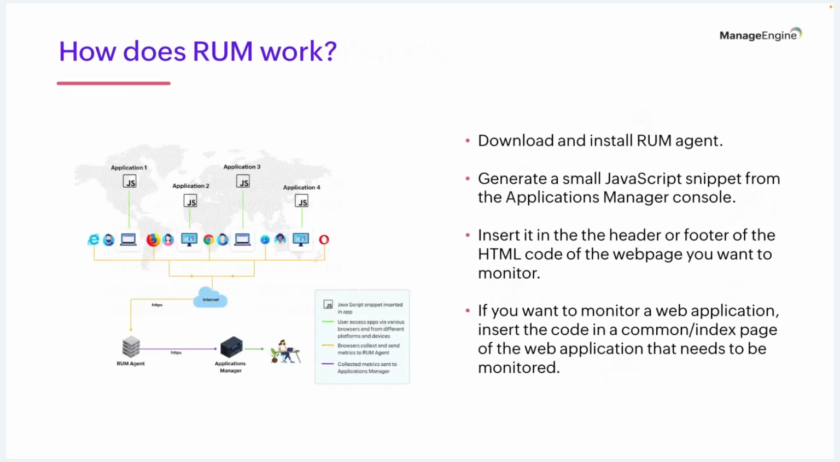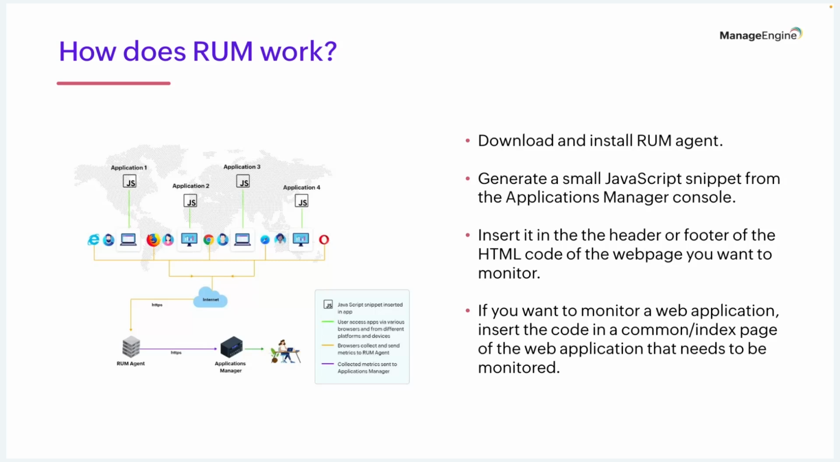So, exactly how does RUM work in Applications Manager? To facilitate data collection and reporting, you need to download and install our Real User Monitoring Agent or RUM agent. The RUM agent is deployed on the server where the web application is hosted. Following that, you'll need to insert a small JavaScript snippet generated by Applications Manager on the header or footer part of the HTML code of the website that you want to track. If you wish to monitor the web application, you will need to insert the code in the common or index page of your web application and then start monitoring.